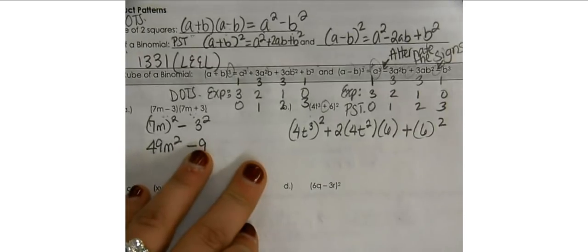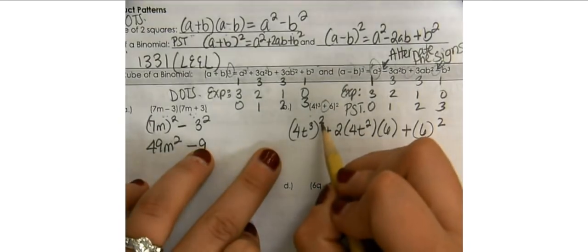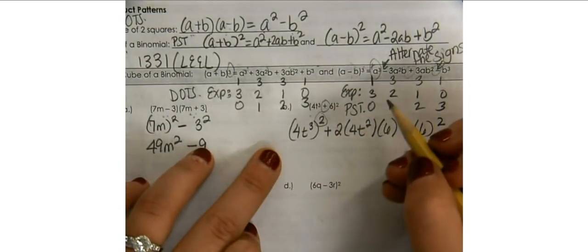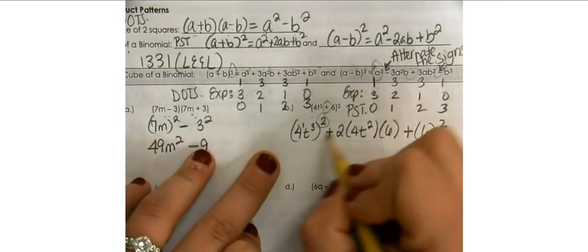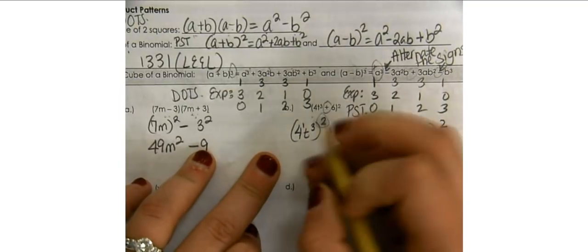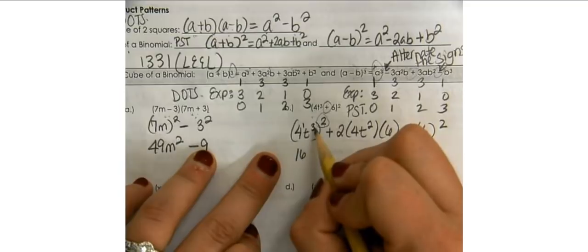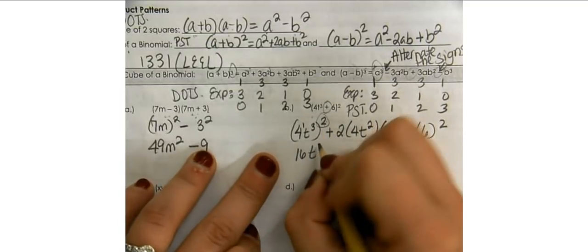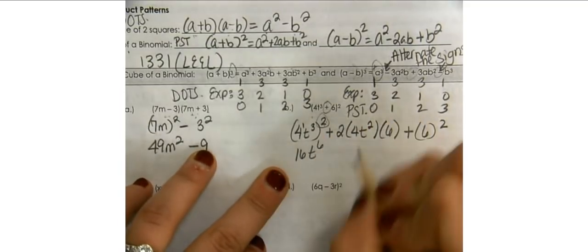Now I'm going to simplify each expression exactly as I see it. To square something is to multiply it by itself. I'm going to square 4, which makes 16, and 3 times 2 is 6. So that's 16t to the 6th power.